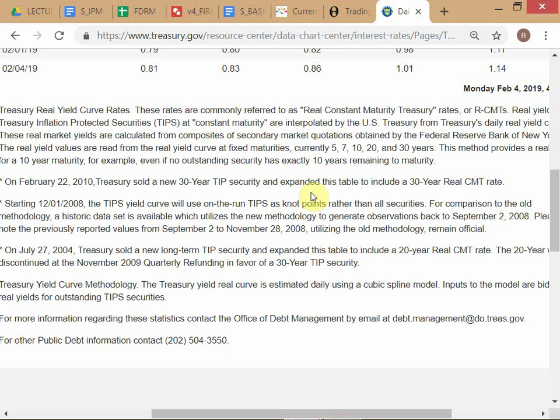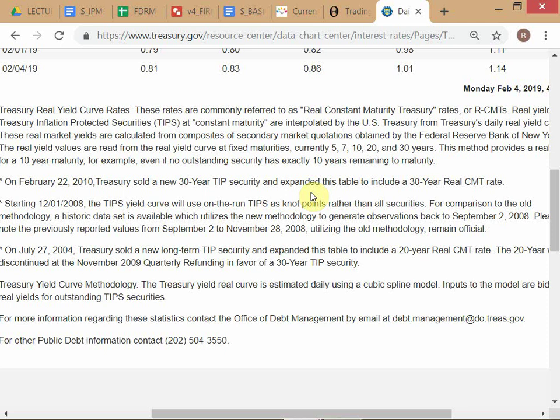TIPS stands for Treasury Inflation Protected Securities. We have this in India as well, but it's not that liquid. Like everything else in our bond market, it's not liquid. But the TIPS originated in the US markets.